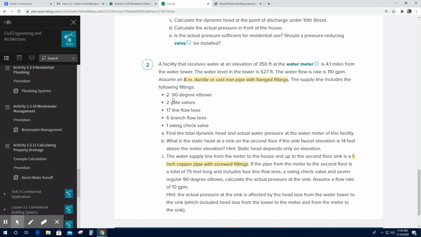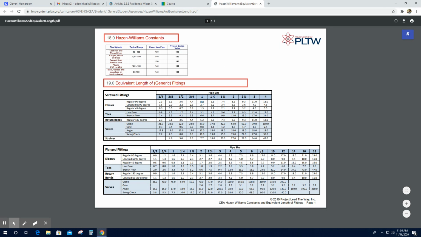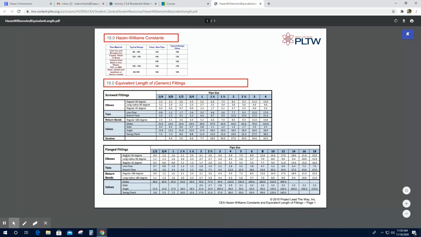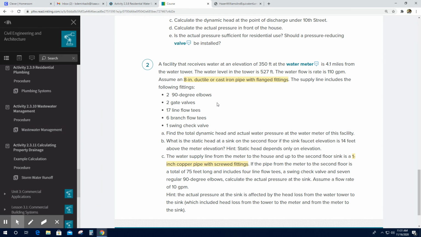If I check the first one, it says 2 90-degree elbows. Which one am I going to use from the PDF document? 8-inch ductile or cast iron pipe with flange fittings. So I go to flange fittings and find 8-inch, because the diameter is 8 inches. Checking the regular 90-degree elbows for the 8-inch, each is 12 feet. I have 2 of them, 12 times 2, 24, and so on. For the valves, tees, and return bends, you get the information from here. Since it says 8-inch diameter, you use the values from the 8-inch part, guys. Now let's fill in the information here.